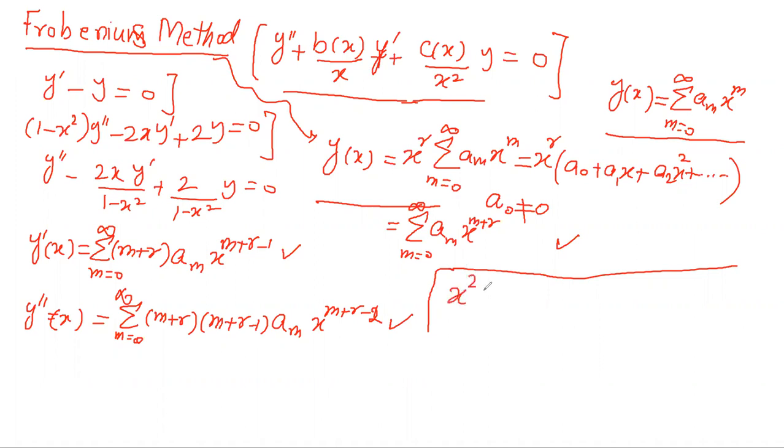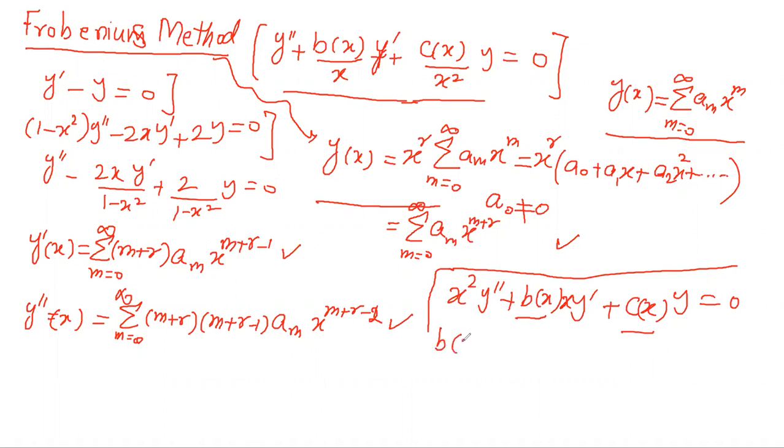So it will be x square y double prime plus x b of x y prime plus c of x y is equal to 0. Okay, this is the equation. So here we have these b of x and c of x functions. They will be analytic functions, so therefore they will have their own power series.